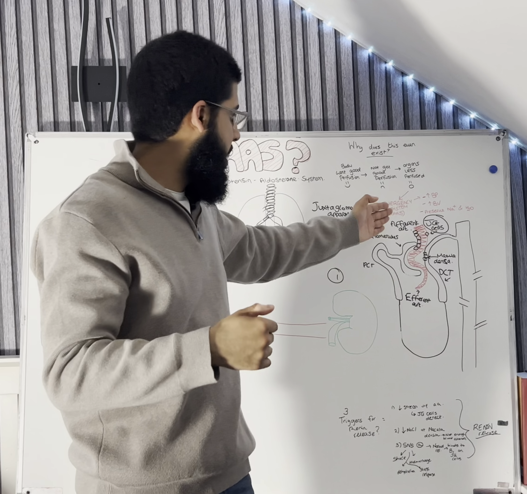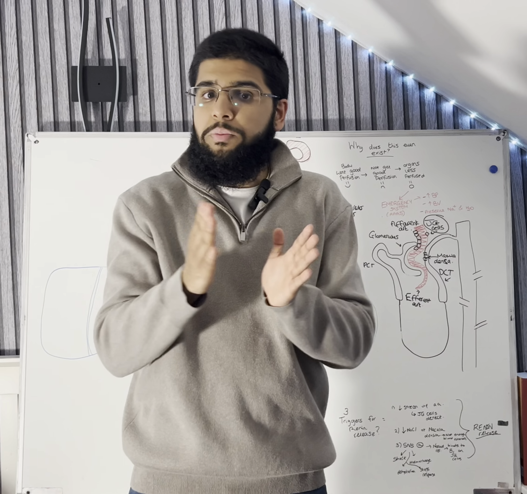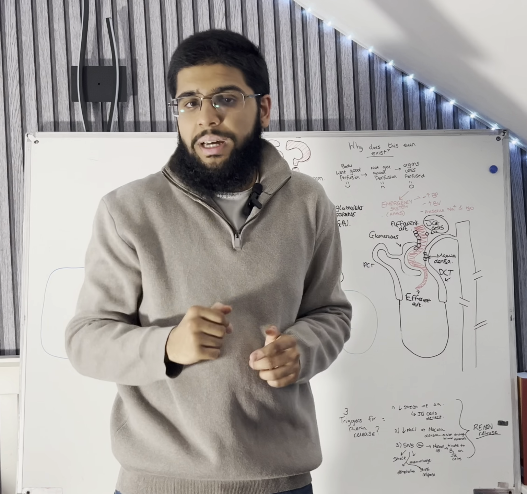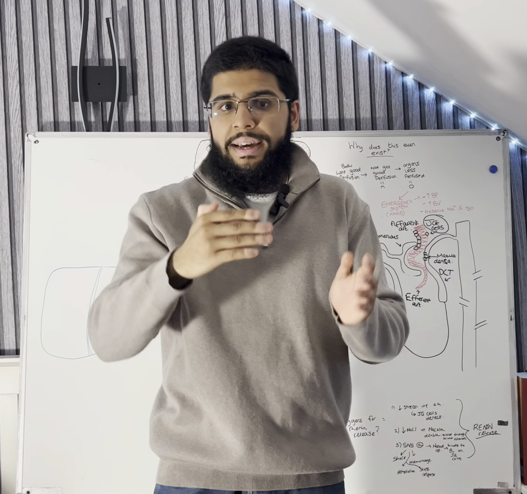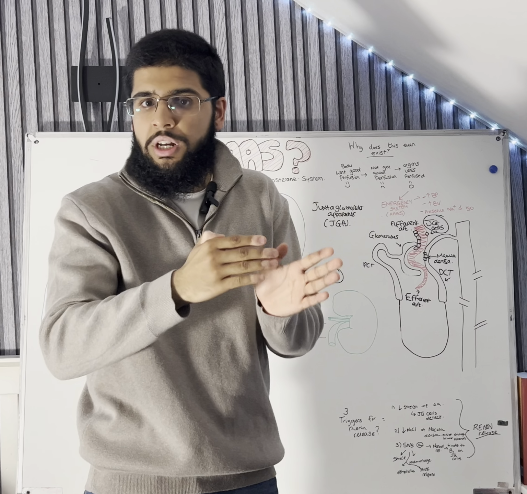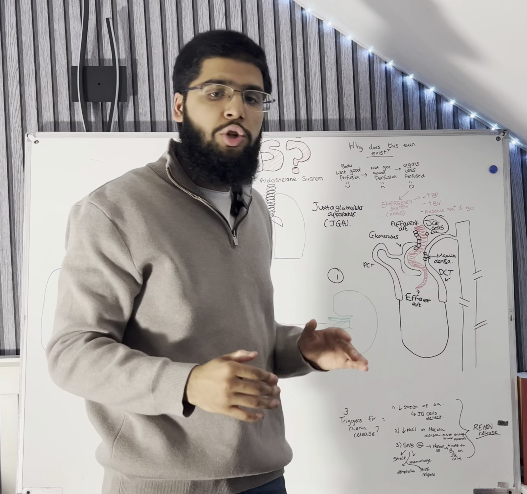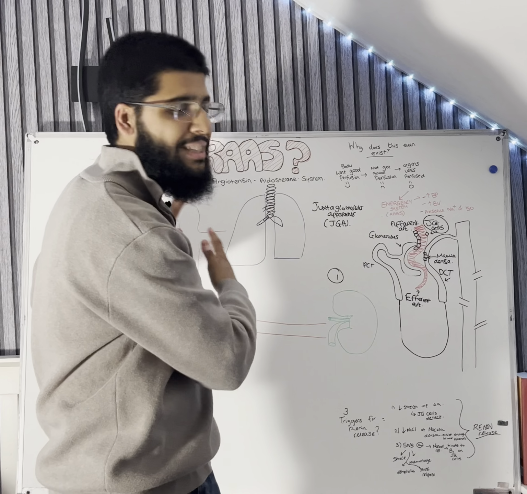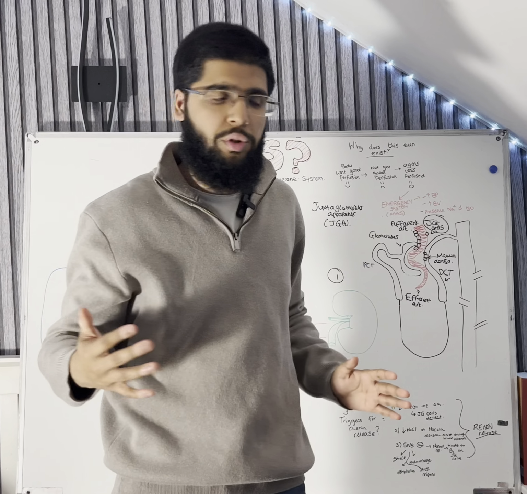And the juxtaglomerular cells are going to be detecting the stretch. So for example, if you have decreased blood pressure, that's going to be causing decreased stretch. What does that mean? That is then going to cause the release of renin, which will then cause this cascade to happen, as we'll talk about shortly.